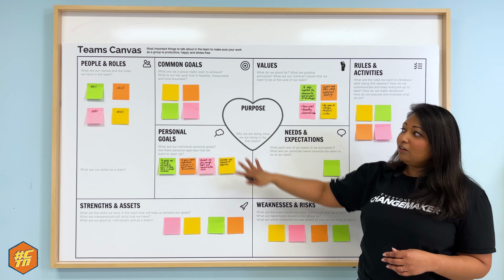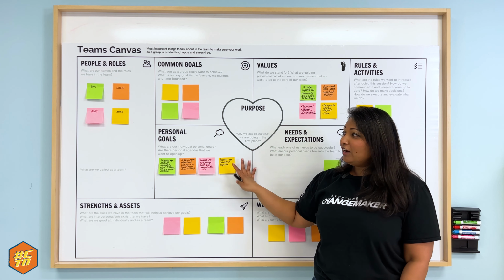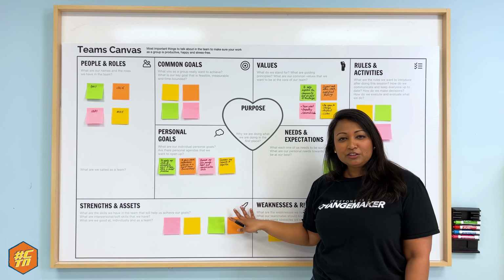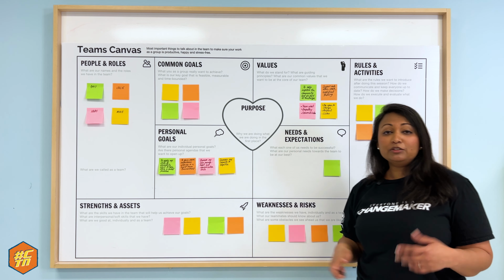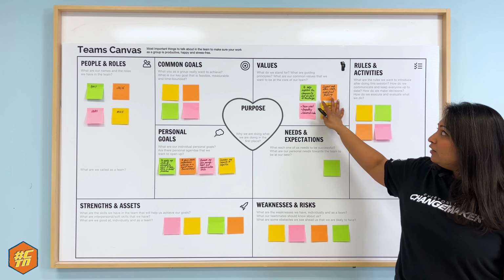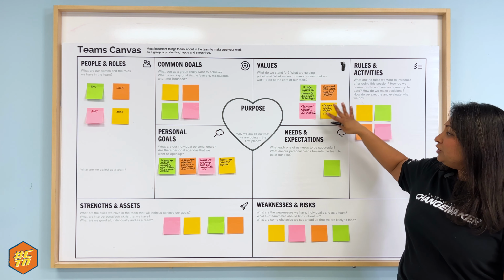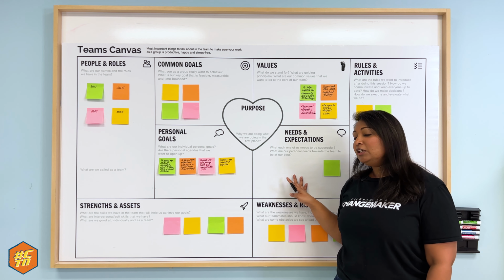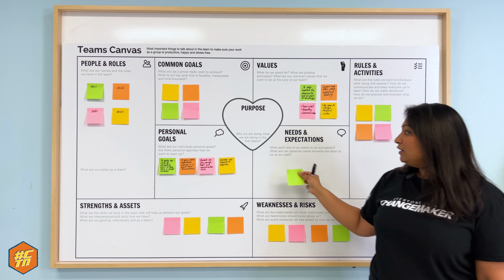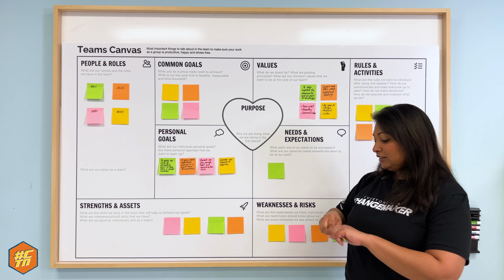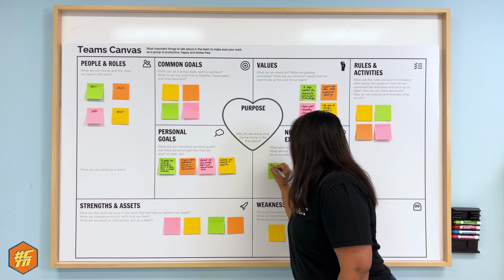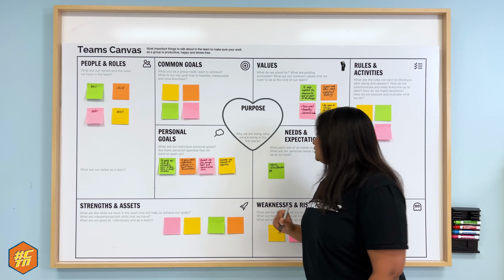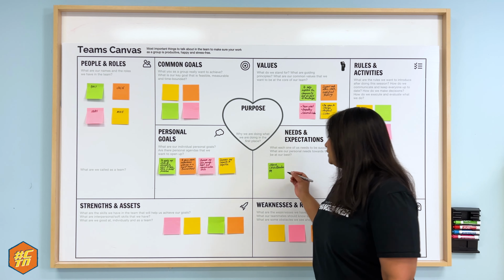So this is what we call an evolving tool. You will not keep this away. This has to be front and center in all of the work that you are doing as you go through your journey. From the values, you're going to come into your needs and expectations. What does each of us need to be successful? For example, Abby might need more consideration on time.